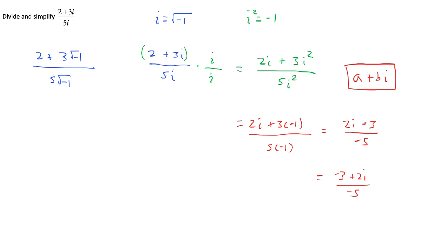I'm just going to rearrange the terms in the numerator. Make sure you keep track of the sign. Now I'm just going to split this up, so I should get my final answer. -3 over -5 is just a positive. And then here I get 2 over 5i. This is generally the way you want to leave the final answer. So 3 over 5 is called the real part, and the -2 over 5 is called the imaginary part.